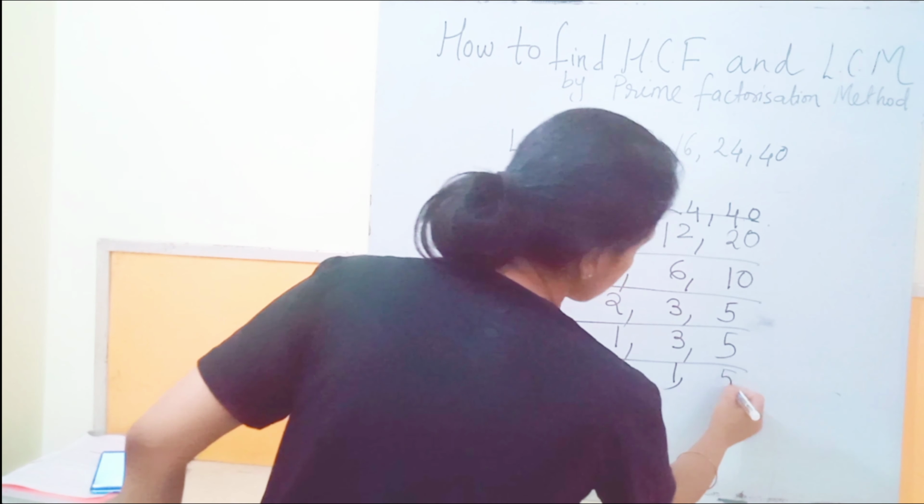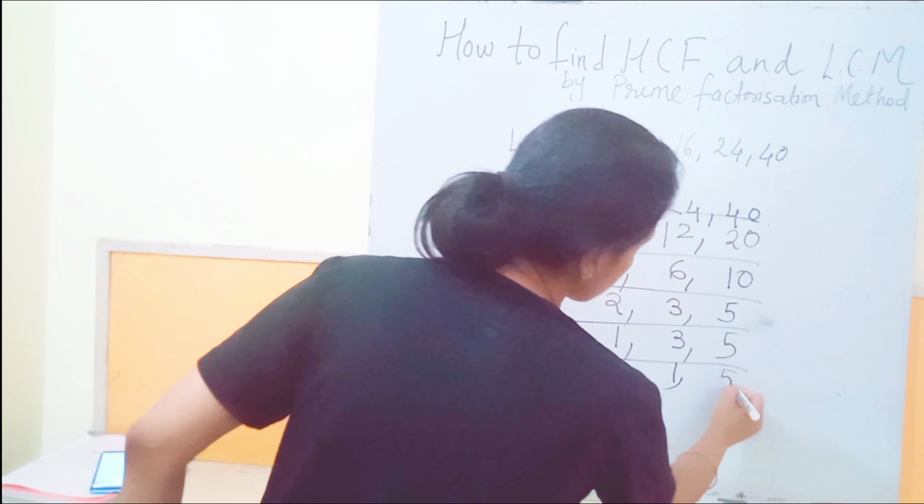Okay, now to find the LCM, what do we need to do? In order to find the LCM, we are going to write all the factors and multiply them: 2 into 2 into 2 into 2 into 3 into 5. Now you are going to multiply all this.